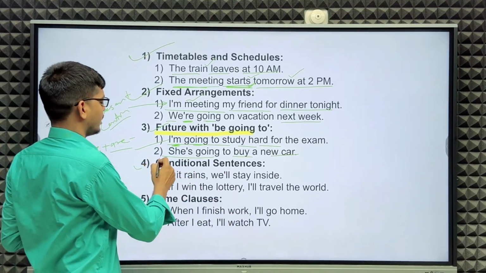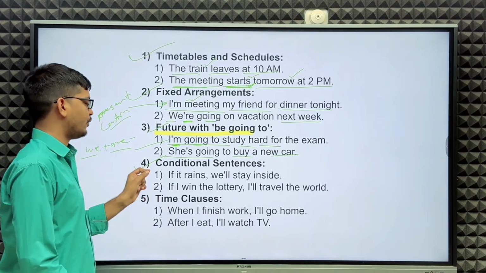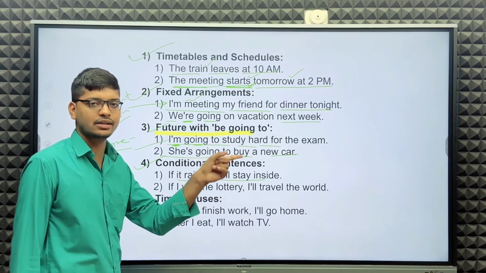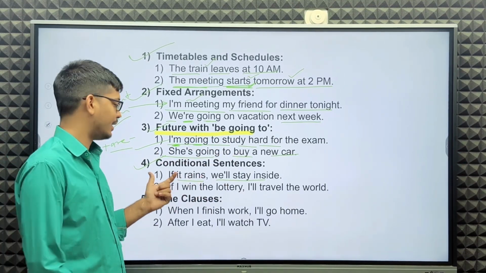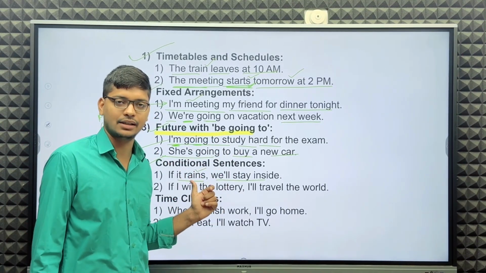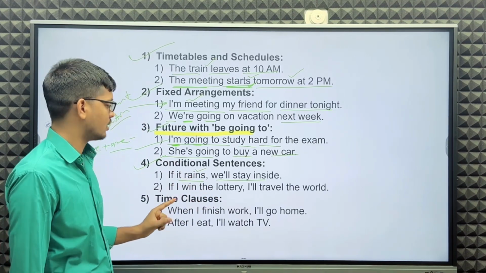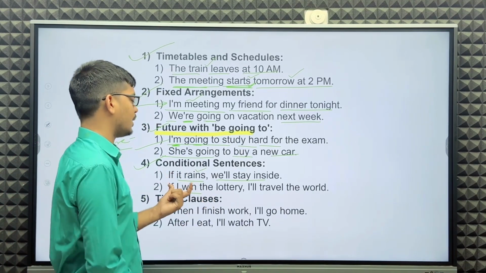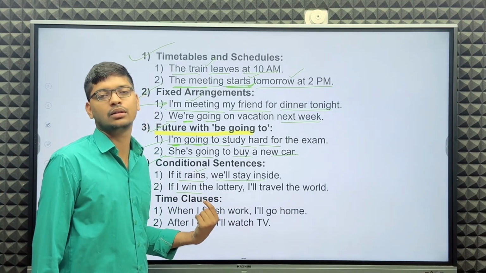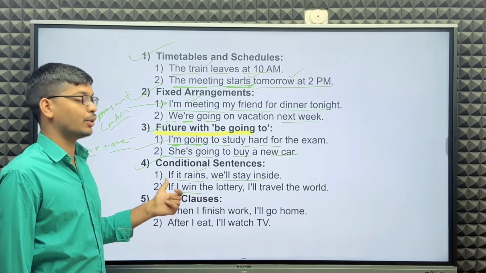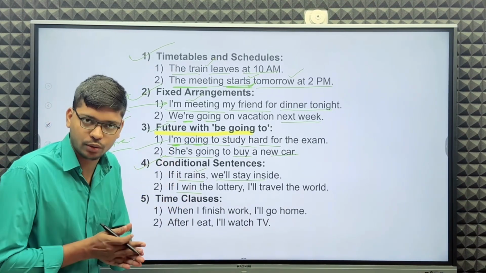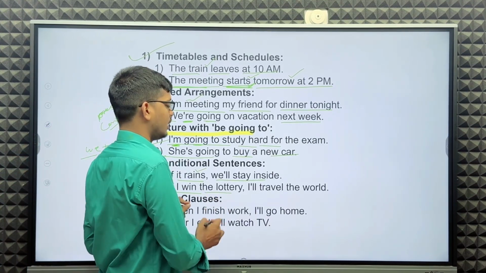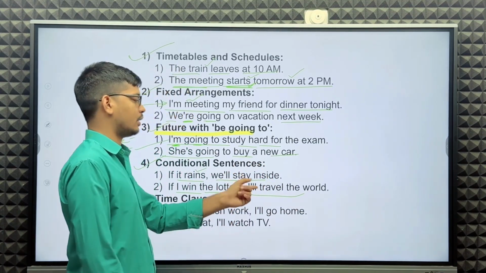Next, conditional sentence. If it rains, he will stay inside. If it rains means simple present tense. Rains, simple present tense. He will stay inside. Next, if I win, I is a singular subjective pronoun, so with a singular subject we have to use only the base form of the verb in present simple tense. So if I win the lottery, I will travel the world.